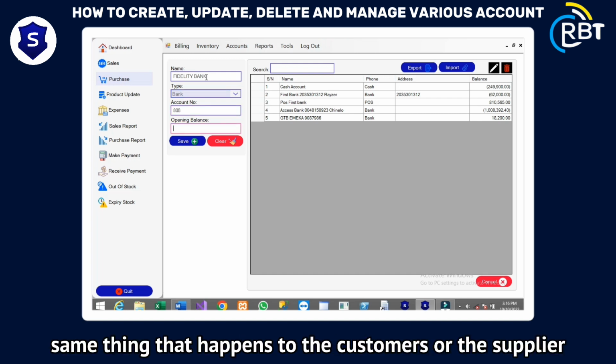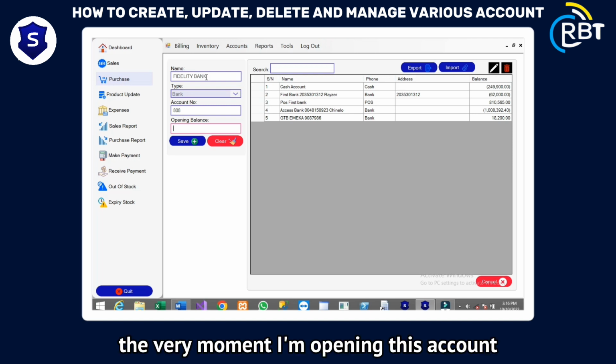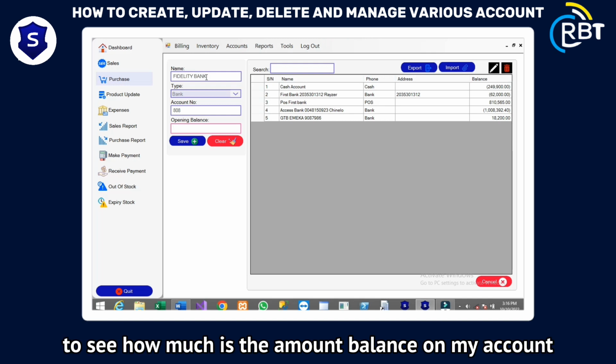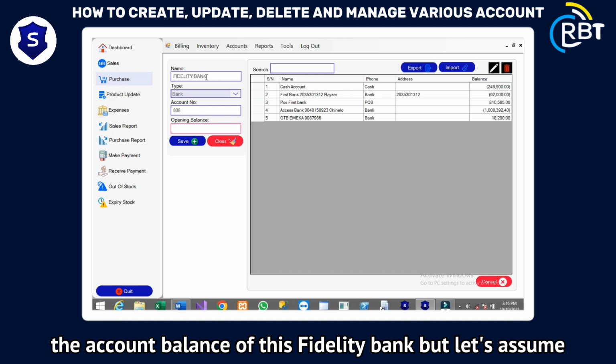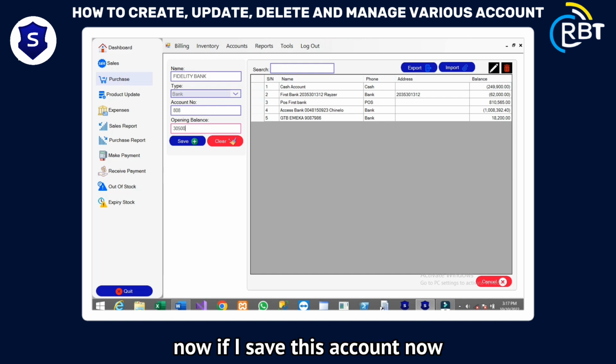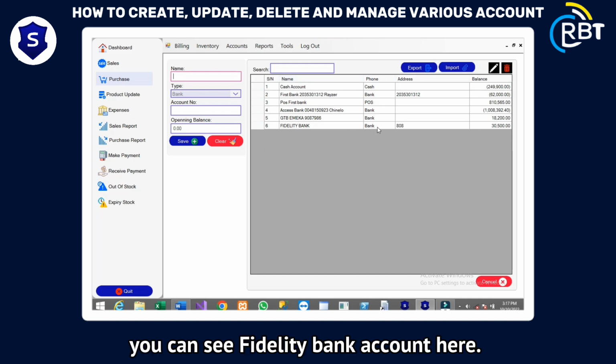So I could put the account number, then opening balance. So what is this opening balance? The same thing that happens to the customers or the suppliers. So the very moment I'm opening this account, I want to check my phone to see how much is the account balance of this Fidelity Bank. Let's assume this account balance is reading 30,500. Now if I save this account, you can see Fidelity Bank account here, right?